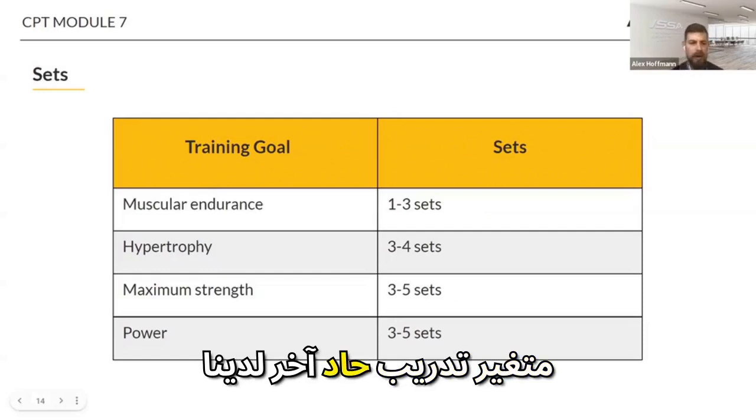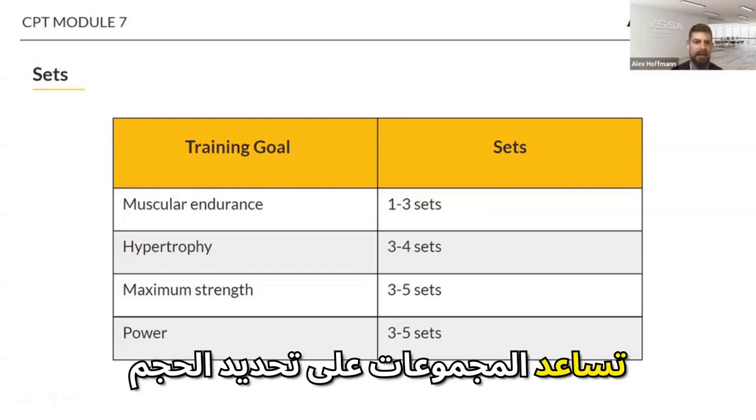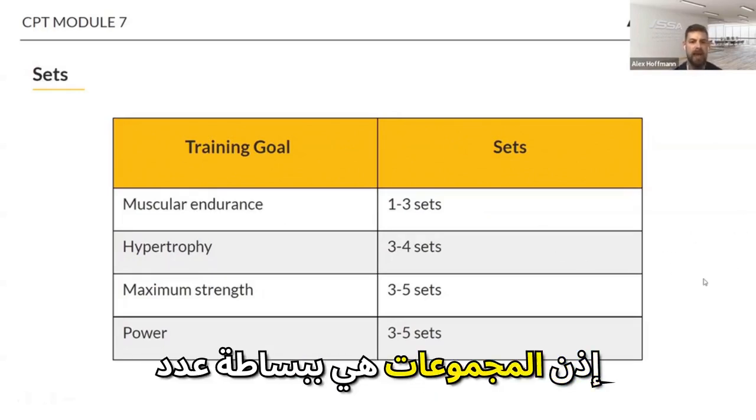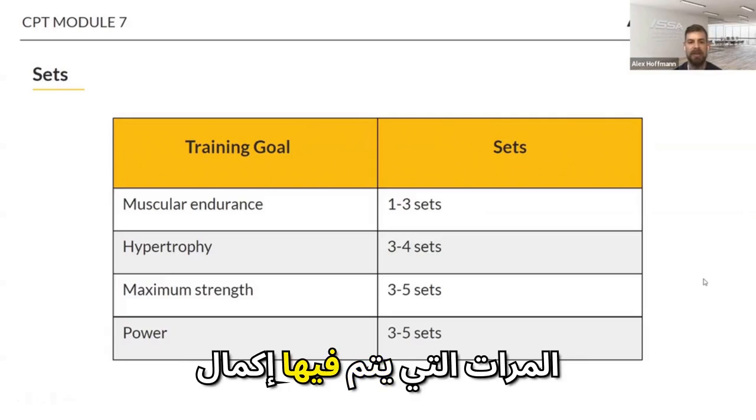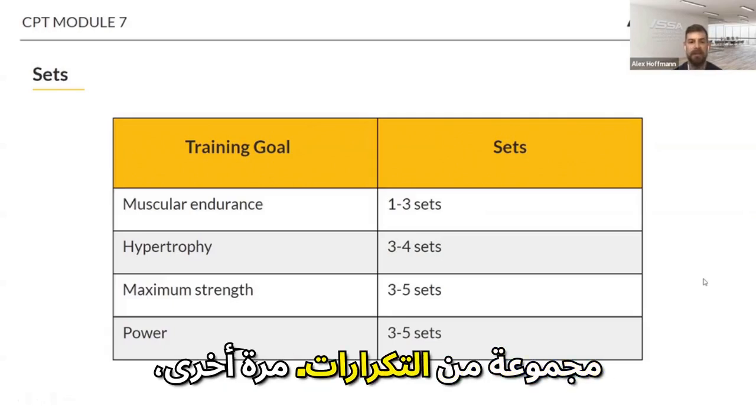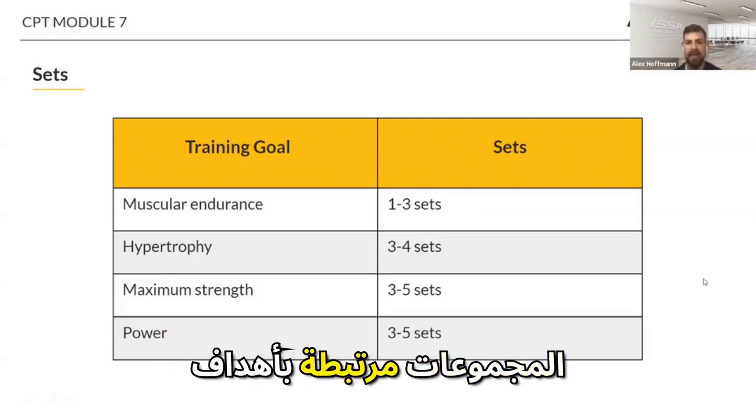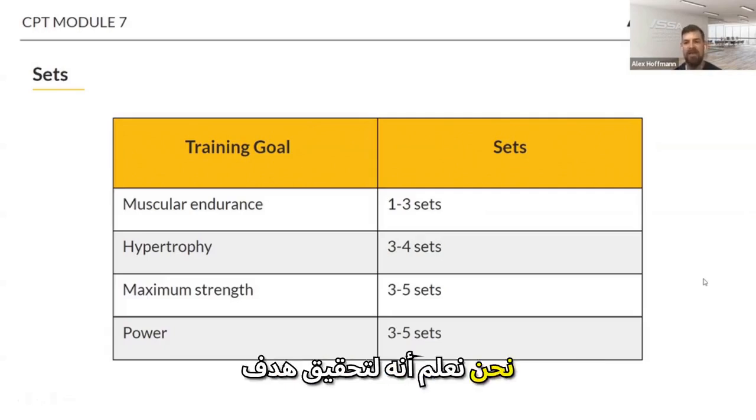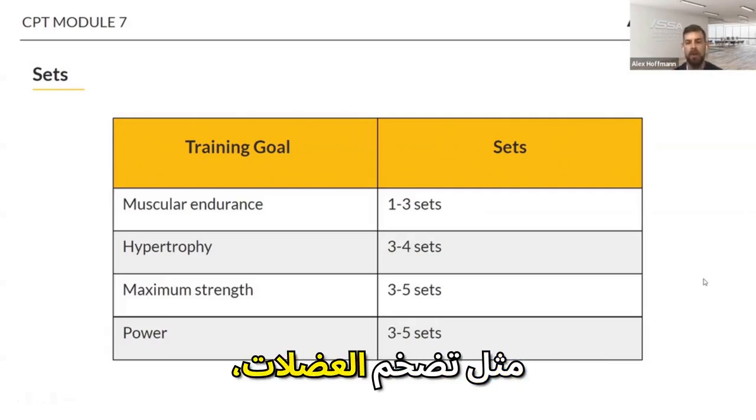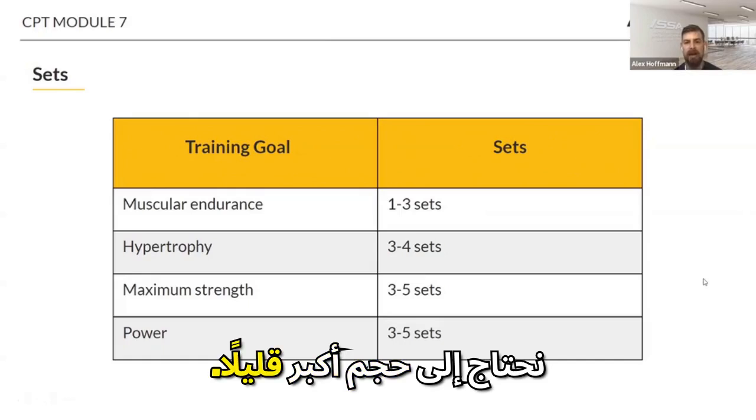Another acute training variable that we have is sets. Sets helps to determine overall volume of a given exercise. And so sets is simply the number of times that a group of repetitions is completed. Again, sets are tied to specific training goals that we have. We know that for a goal such as hypertrophy, we need a little bit higher volume.